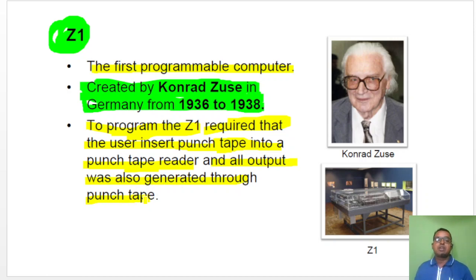It is the first programmable computer invented by Konrad Zuse in Germany from 1936 to 1938. To program the Z1 required that the user must insert the punch tape into the punch tape reader. Here we have a punch tape reader. In that we have to insert the what?